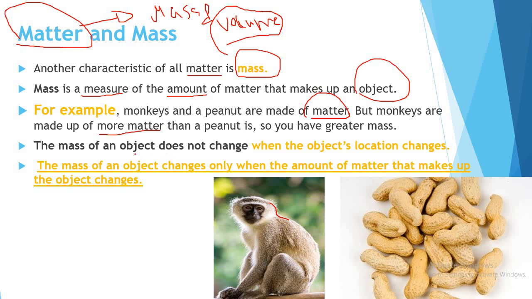The mass of an object does not change when the object's location changes. But if the amount of matter changes, the mass of the object changes. So the mass of an object changes only when the amount of matter that makes up the object changes.